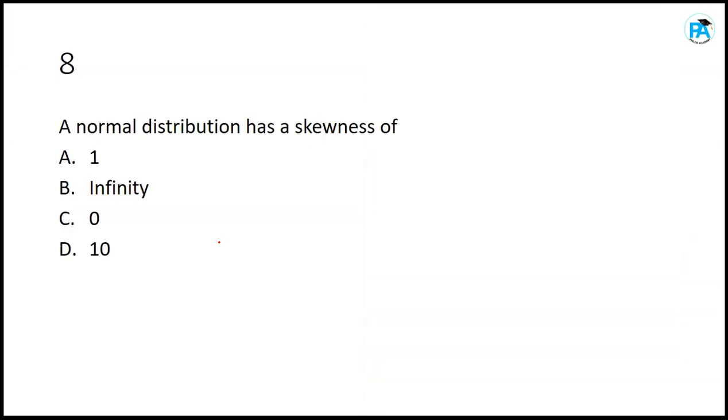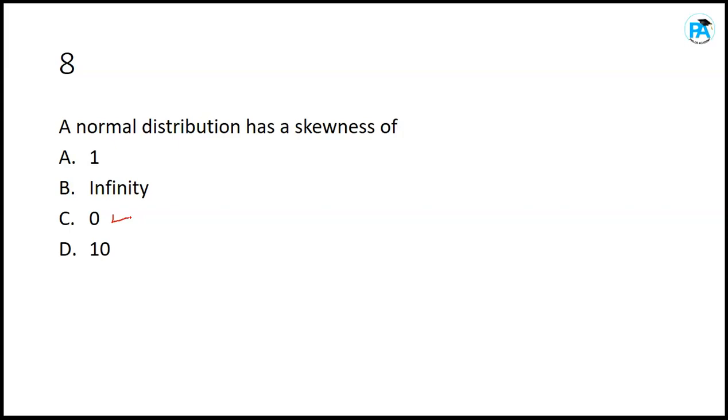Question 8 is, a normal distribution has a skewness of. Now, a normal distribution has no skewness, okay? So the answer is 0, C. Because when you do 3 times mean minus median, if your mean and your median are equal, it will definitely give you a 0. So the coefficient of skewness for a normal distribution is 0.